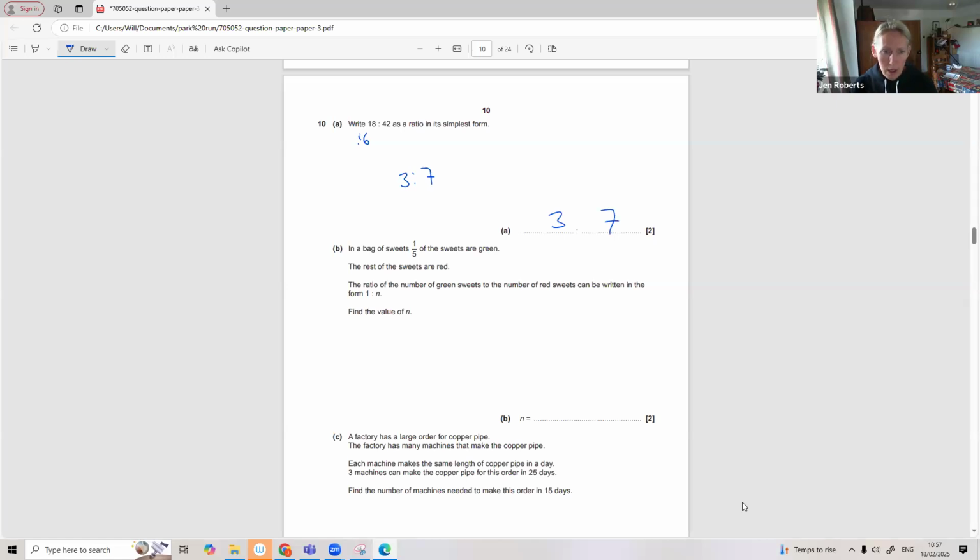In a bag of sweets, 1/5 of the sweets are green. So that means 1 in every 5 are green. The rest of the sweets are red. So if it's in its simplified form, 1/5 are green, well, 4/5 would be red, right? So out of your 5, you've got 1 green to 4 red. What is N? 4.